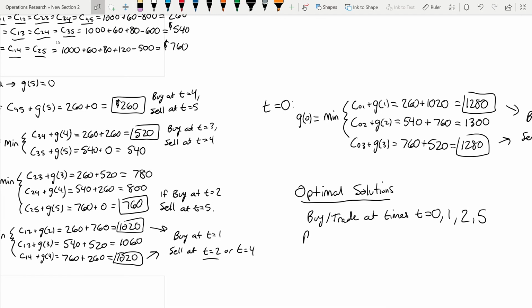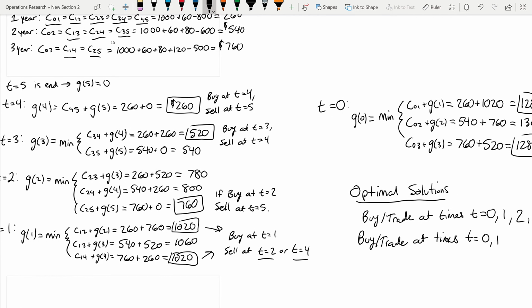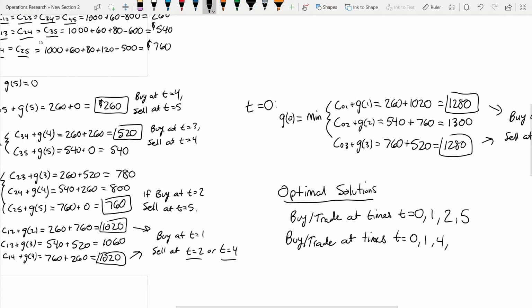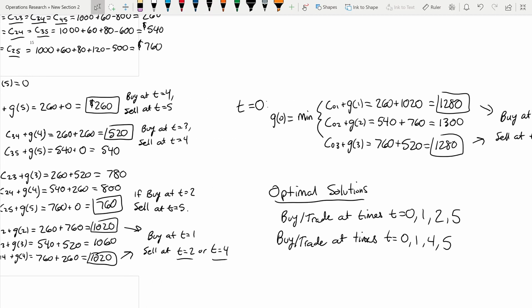We can also buy and trade at times, again starting at t equals 0. If we go to year 1 again, take this over, now we can go to time 4 and use this option. And then from time 4, we know that we have to sell at time 5.